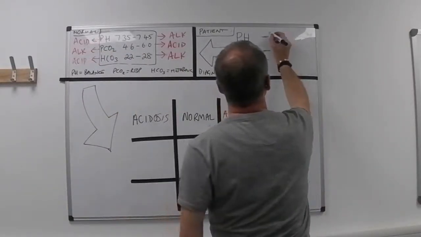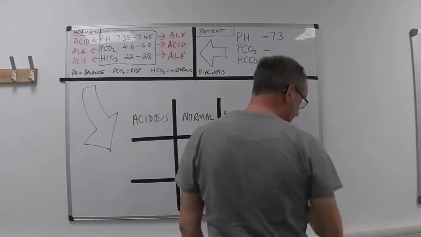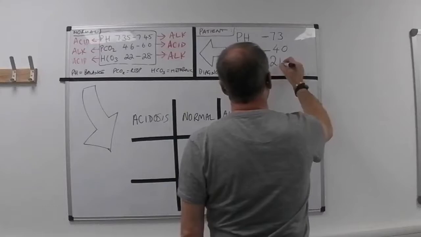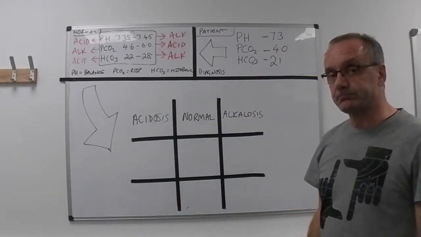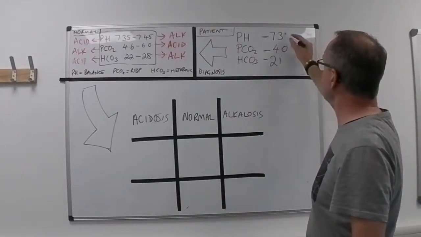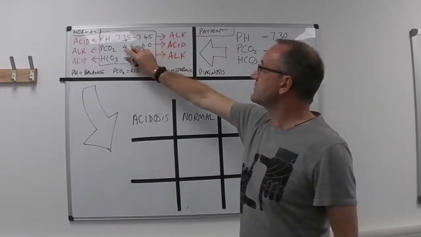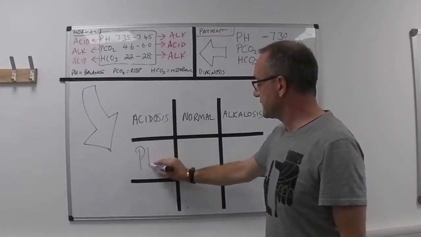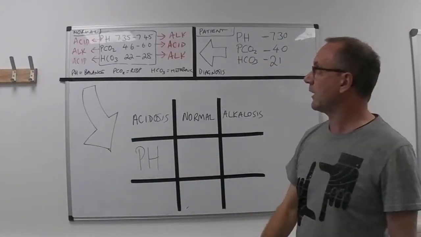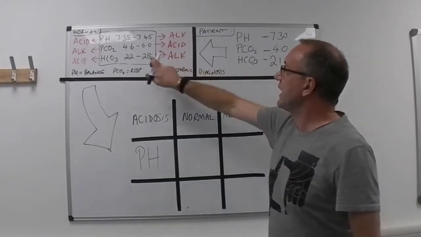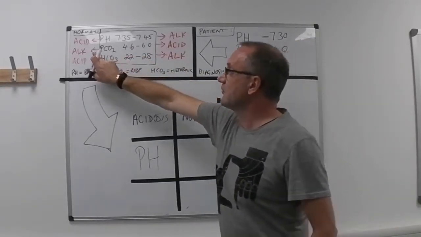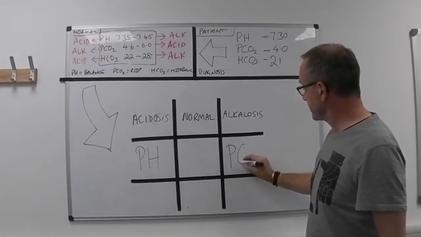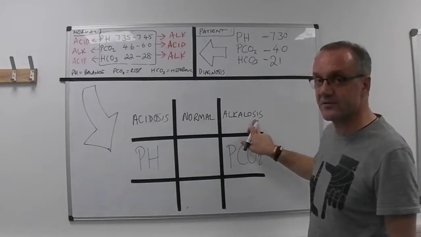So this patient comes in with a pH of 7.3, a PCO2 of 4.0, and a bicarbonate of 21. Exactly the same process again. 7.30 is lower than 7.35, makes it an acidosis. So there's pH in there. 4.0 is lower than the 4.6, which makes the PCO2 alkalotic. So we put that under the alkalosis column.